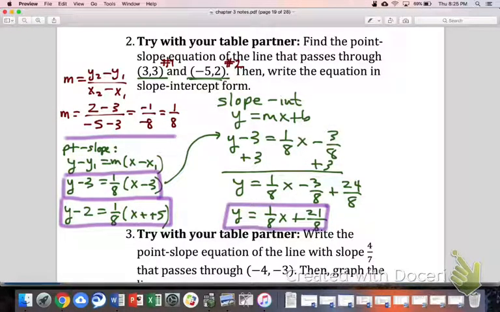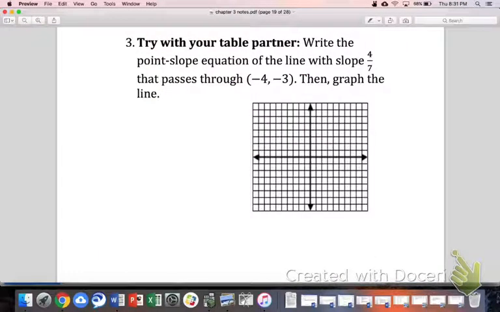Okay, we have one last example to try, and let's go ahead and try this one with your table partner as well. It's example number 3. All right, so here is the solution to example number 3. Hopefully you've tried this with your table partner already.